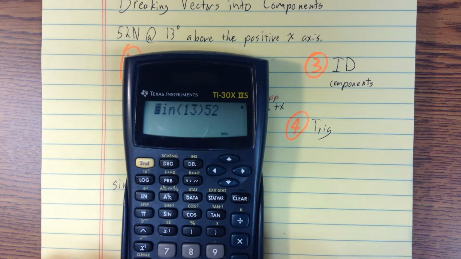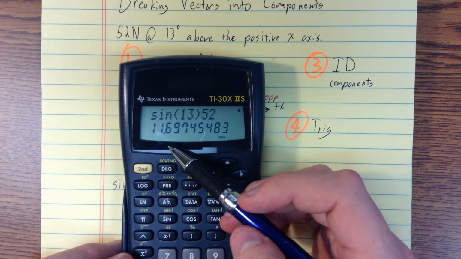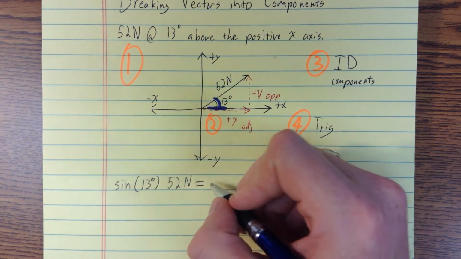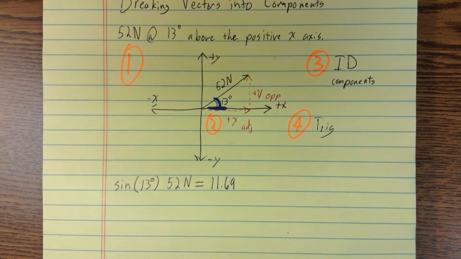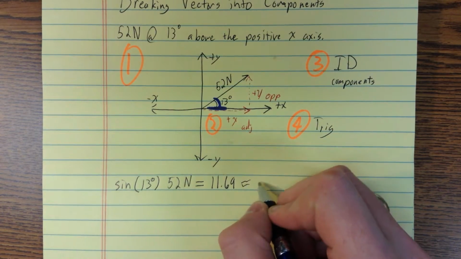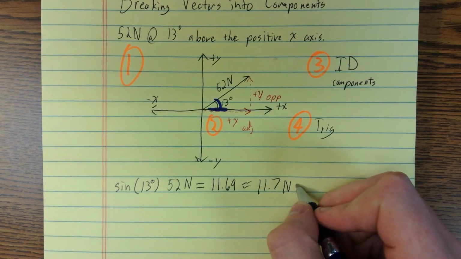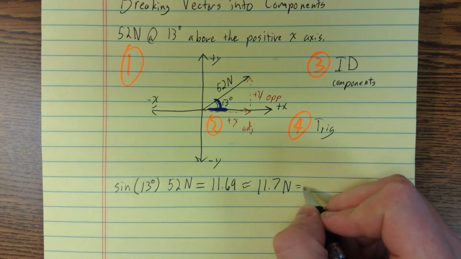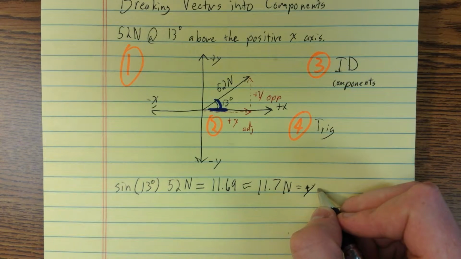It's important to make sure your calculator is in degrees. So we get 11.69, and that's good enough to call that 11.7 newtons. And that is our positive, or our y component. Okay.